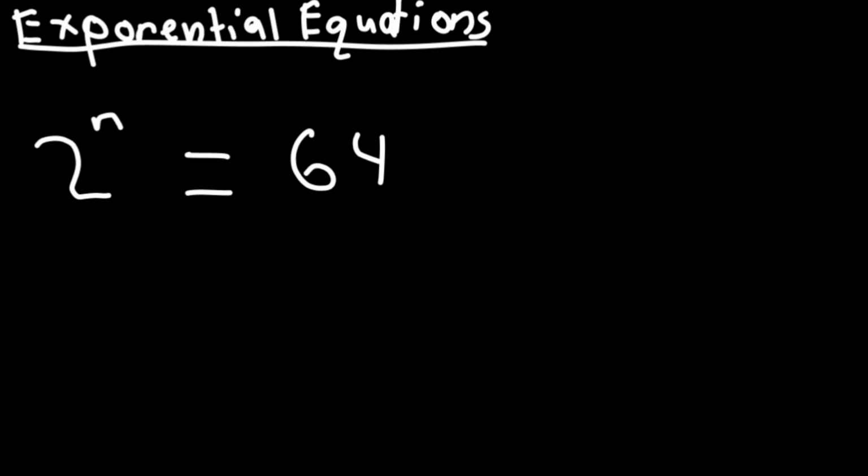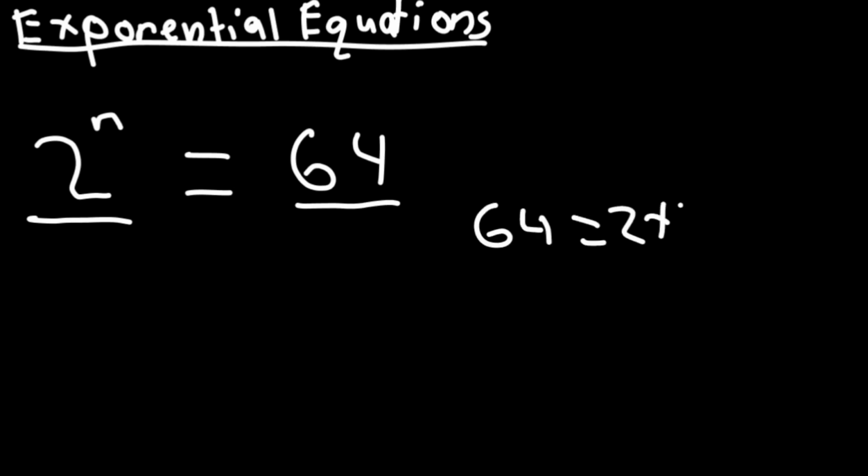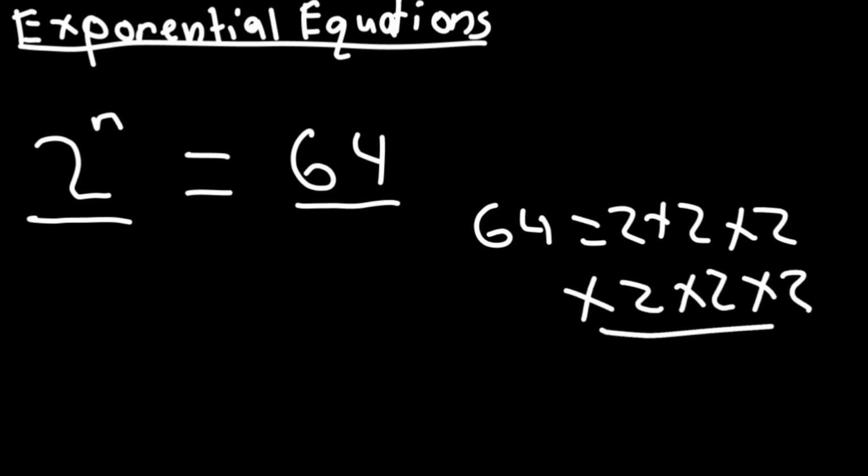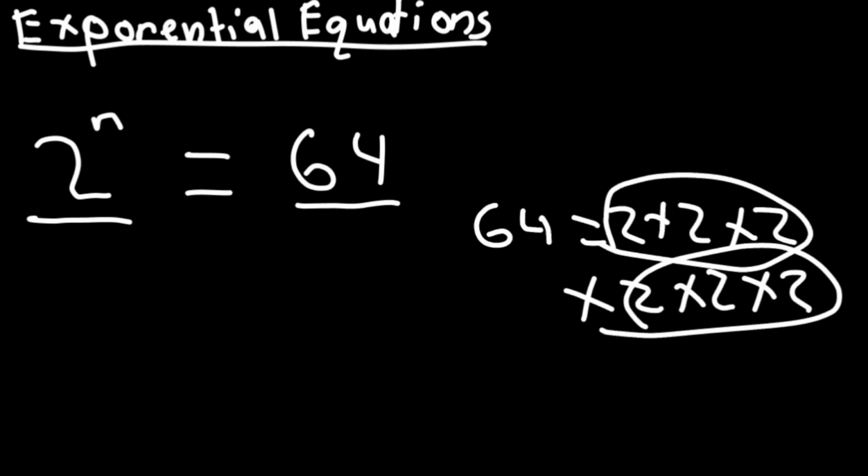So the first thing is I would look at this 64. 64 is obviously bigger than 2. So whatever number is bigger, I would try to turn that into the other number. So we're trying to turn 64 into 2. So we just write 64 as a power of 2. So 64 is just equal to 2 times 2 times 2 times 2 times 2 times 2. And if you count all these 2's, we have 6 2's. So 64 is just 2 to the power of 6.